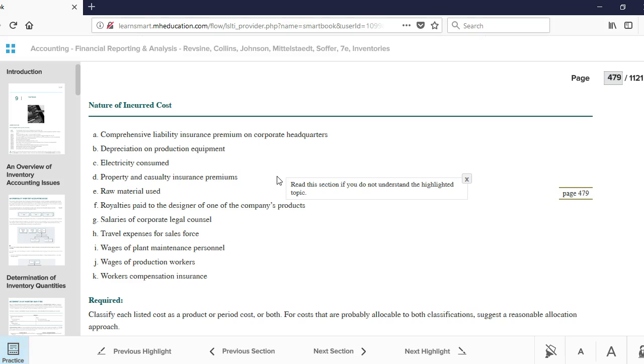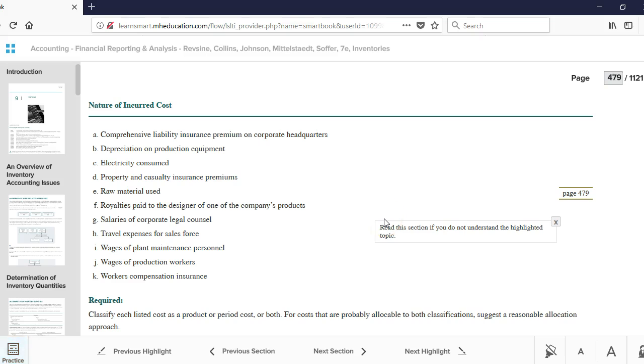Raw material used, letter E. Hopefully everybody knows that's a pretty easy one. It's just product cost, right? That's whatever the raw material is used to produce farm machinery. So if it's steel, iron, aluminum, whatever that would be, would go into that.